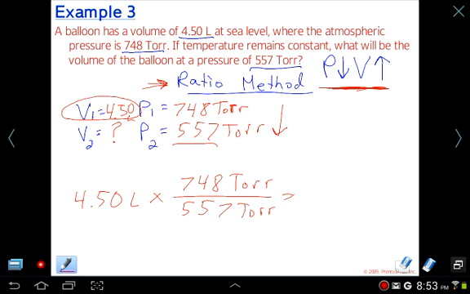We should get ourselves 6.04 for the value here, and liters, because the torr is cancelled out. 3 sig figs, 6.04 liters for the final volume. And as predicted, our liters, our volume, did go up. So we'll keep it at this.